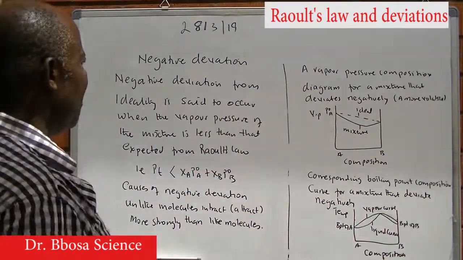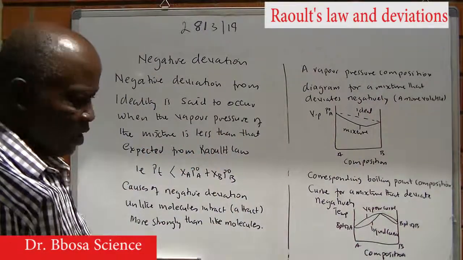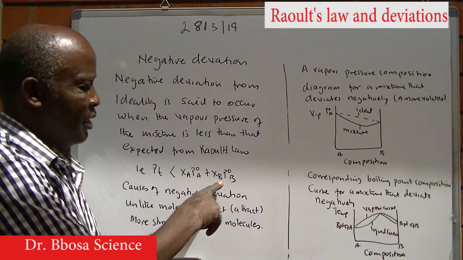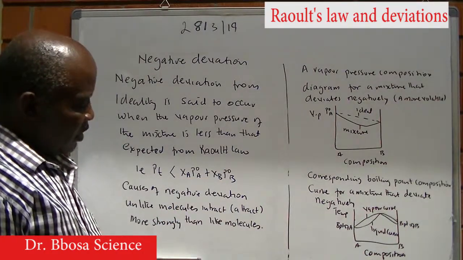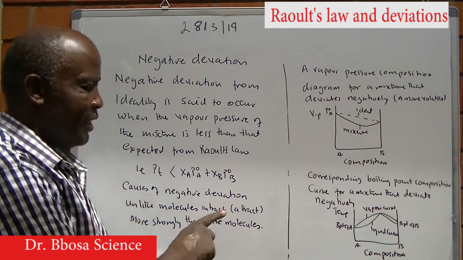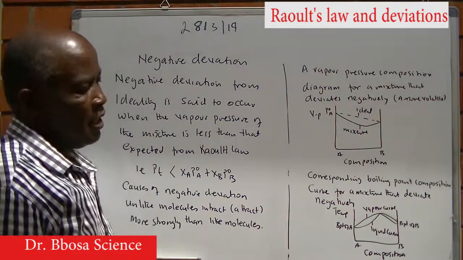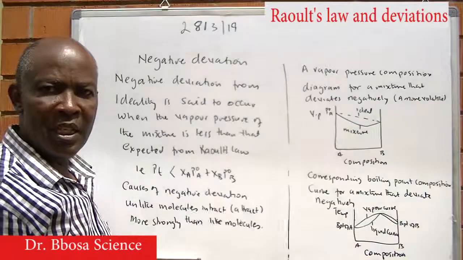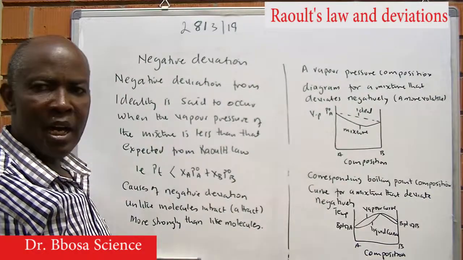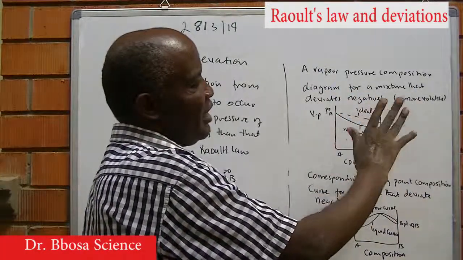Negative deviation is said to occur when the vapor pressure of the mixture is less than that expected from Raoult's law. In other words, the vapor pressure of the mixture is less than the sum of partial pressure of A plus partial pressure of B. What causes negative deviation is that unlike molecules interact or attract more strongly than like molecules. The forces of attraction between A and B are stronger than the forces of attraction between either A and A or B and B.